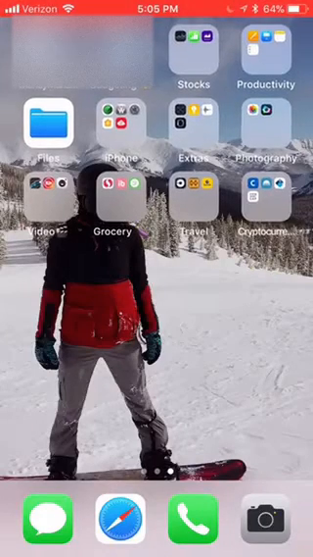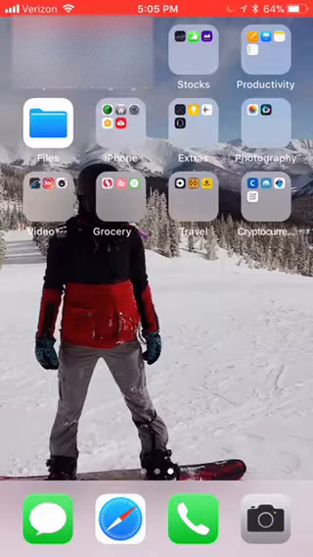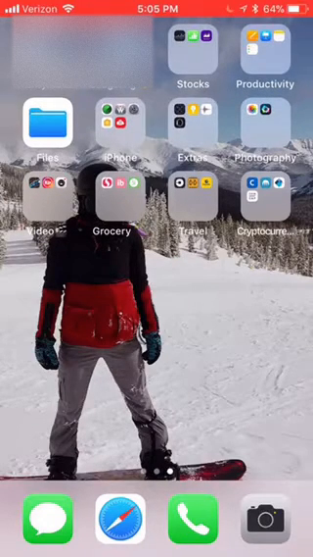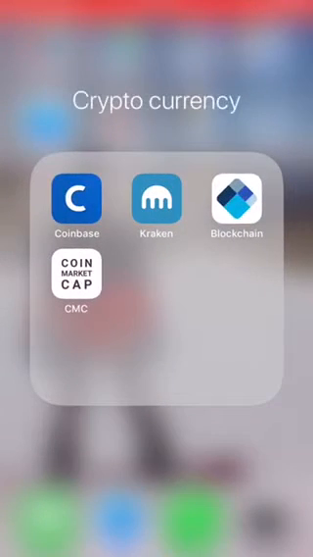Hi everybody, this is Sandy and I'll be talking to you about the 3 types of applications that I use on my phone to buy and trade cryptocurrencies, to send and receive the currency, and to track the market cap of each currency. So I'm going to start off by taking you to my cryptocurrency folder.